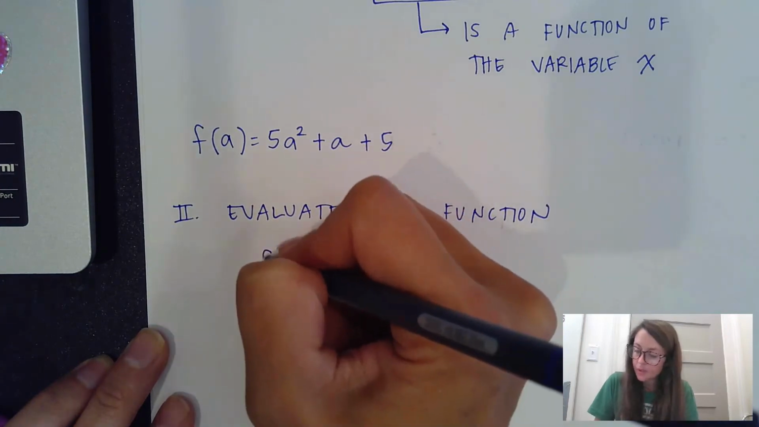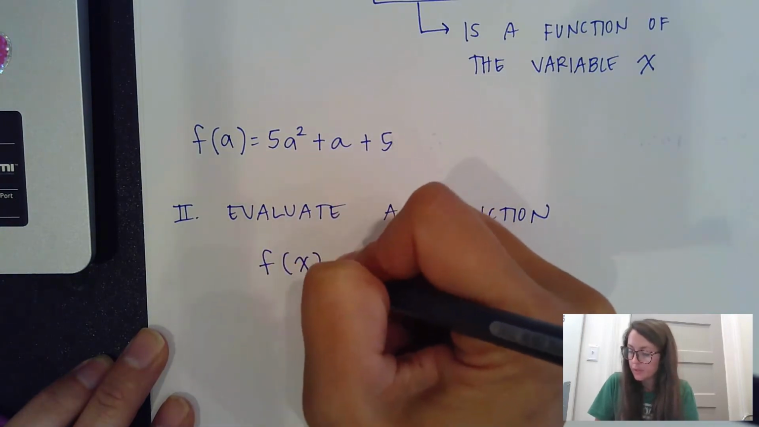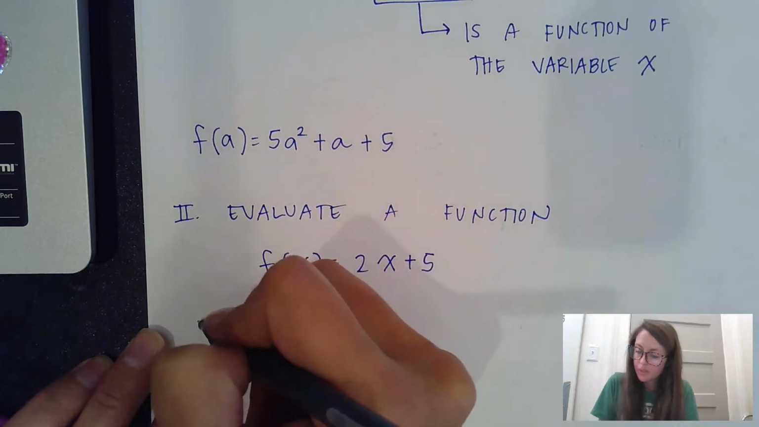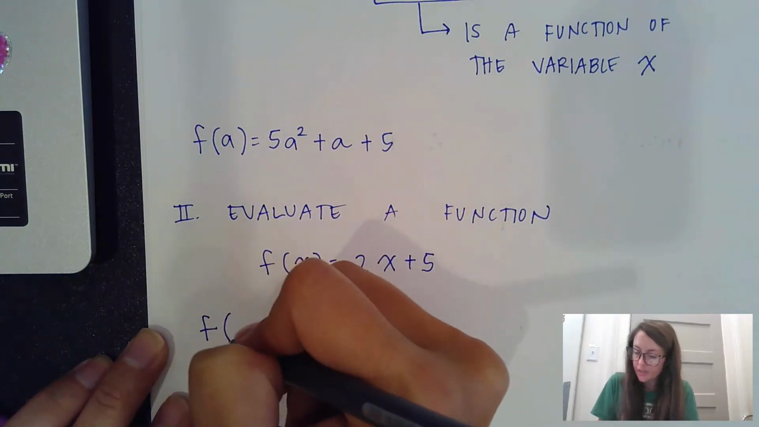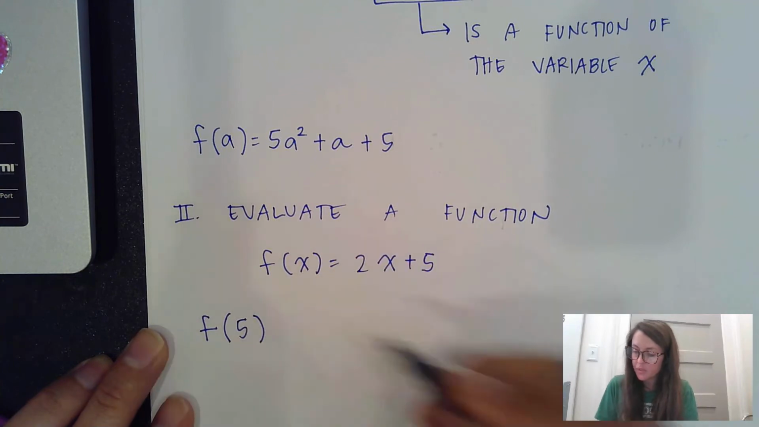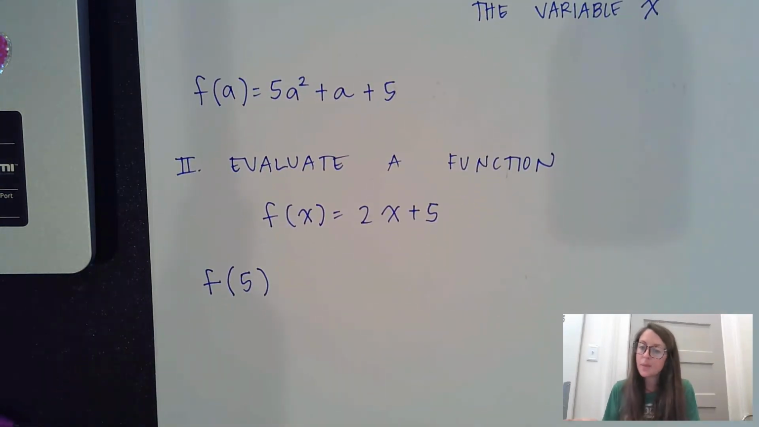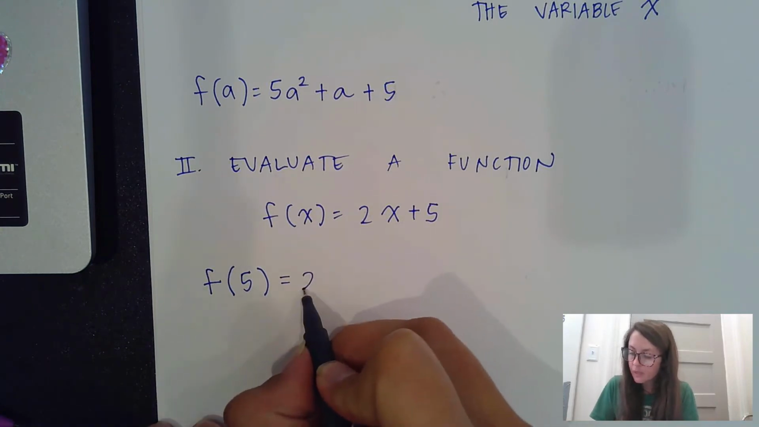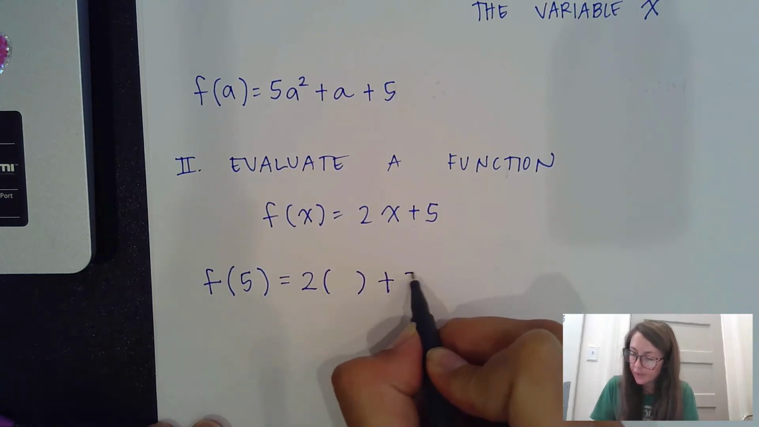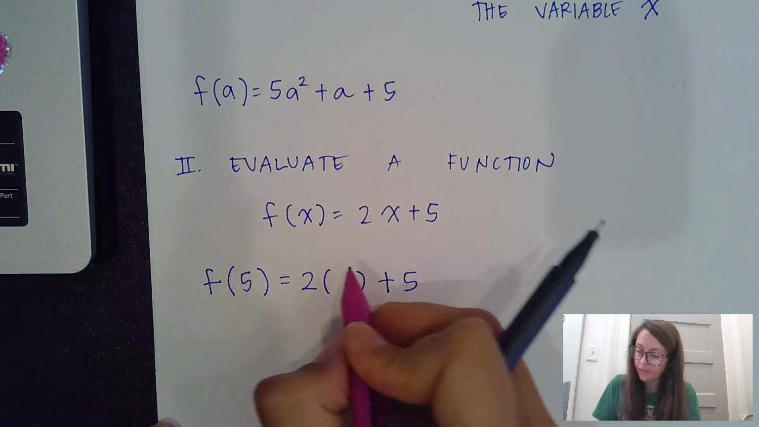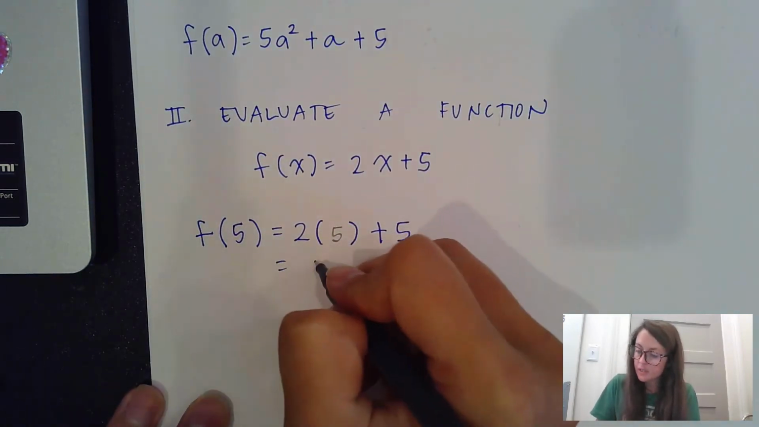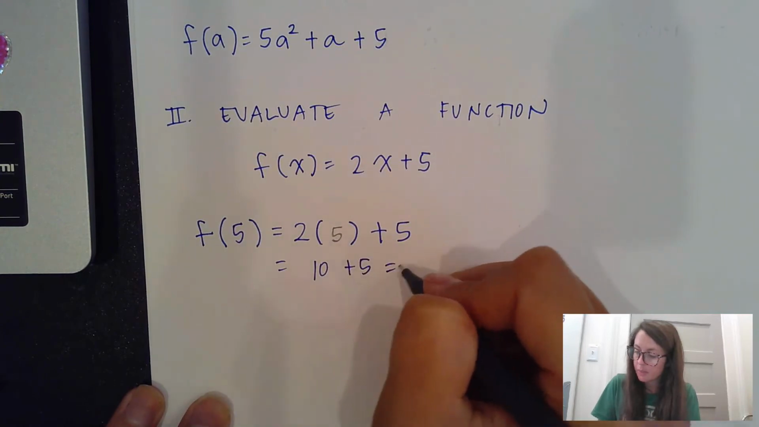let's just say that we still have this linear equation here, and I want to evaluate this function at f of 5. So what does that mean? That means I'm going to plug in 5 everywhere I see an x. Instead of having an x, you are going to have a 5 there. So 2 times 5 is 10, so this is going to be 15.